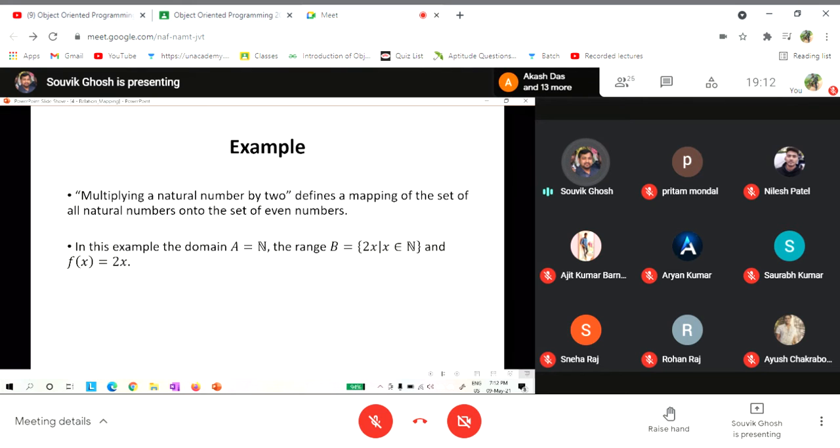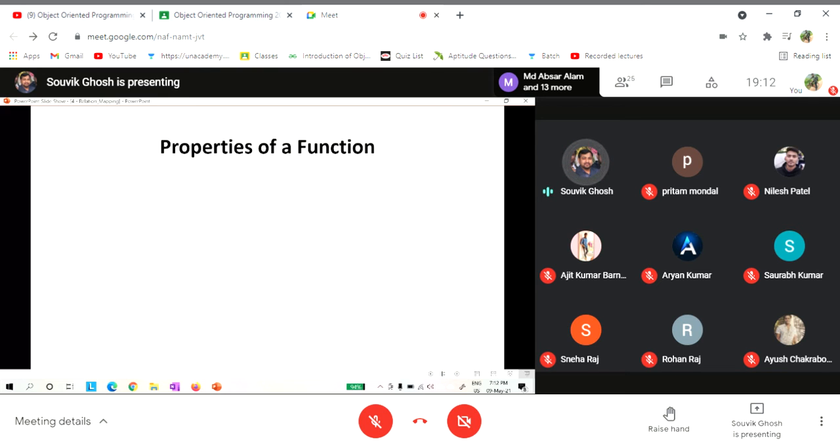So in this example, our domain is A equal to the set of natural numbers N, and the range B is 2x as x belongs to N. That means in the range we have the set of even natural numbers only. Here is an example of image and pre-image. For the image 100, this 100 can be written as 2 into 50, so our pre-image is 50.